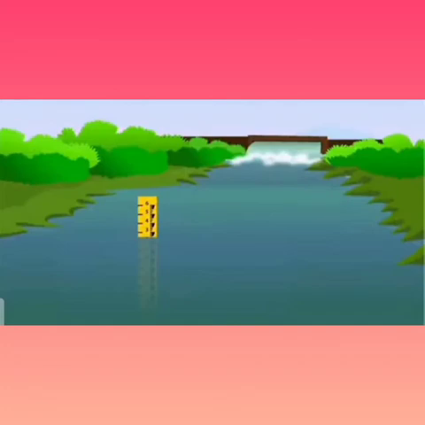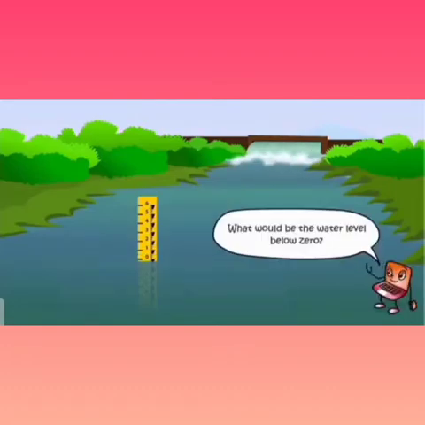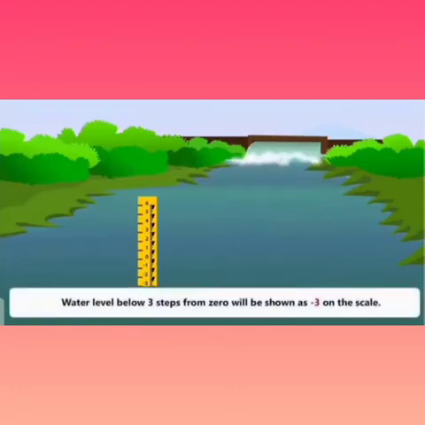Have you noticed the water scale in the dam water? It shows you the reading for the water level in the dam at any given time. Water is receding in the dam and the water level is going below zero. What would be the water level below zero? The water level below zero is shown by negative numbers starting from -1, -2, and so on.